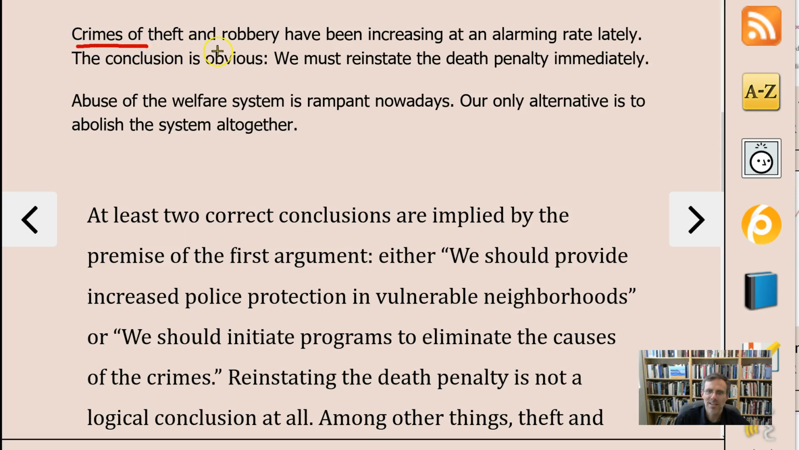Crimes of theft and robbery have been increasing at an alarming rate lately. The conclusion is obvious. We must reinstate the death penalty immediately. Now, if crimes are in fact increasing in a neighborhood, that's an important thing to know, and it probably is a premise for some conclusion. But it's probably not a good premise to support the conclusion that the death penalty should be reinstated. For one thing, there don't exist any states where theft and robbery on their own are capital offenses. So there's no real connection between the death penalty and theft and robbery. At least if there is, that argument would have to be made separately.